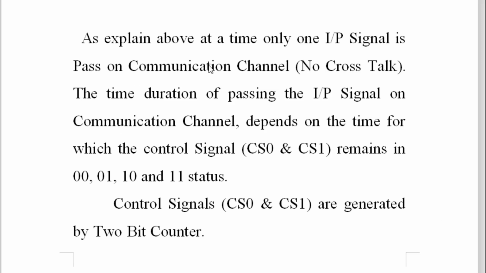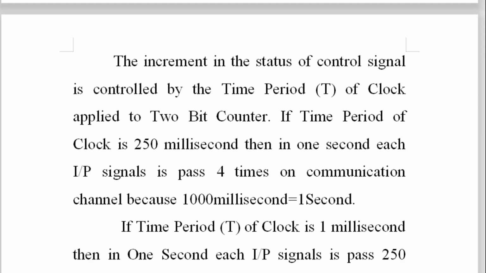See here, as explained above, at a time only one input signal is passed on the communication channel. Therefore no crosstalk, because the multiplexer selects only one input out of 4 and passes it on the communication channel. Therefore no crosstalk in TDM. The time duration of passing the input signal on the communication channel depends on the time for which the control signals, that is CS0 and CS1, remain in 00 or 01 or 10 and 11 status. The control signals CS0 and CS1 are generated by the 2-bit counter. That is what I explained to you.